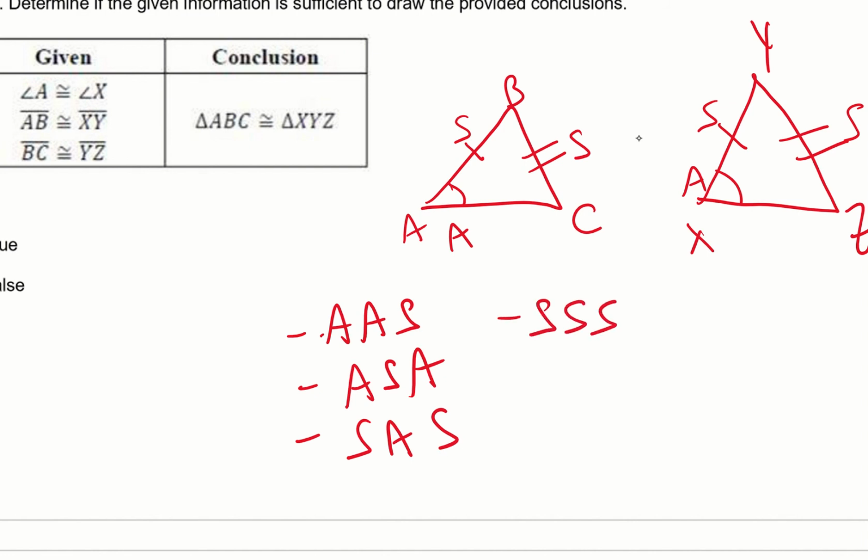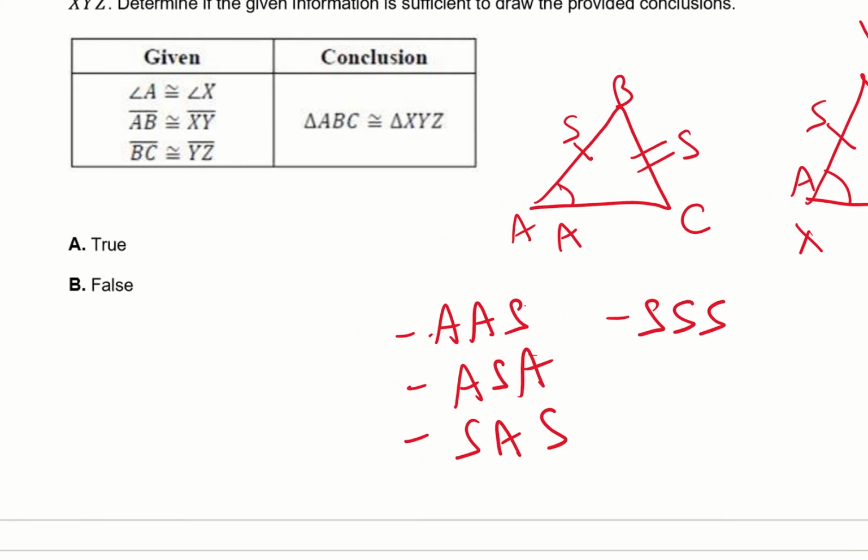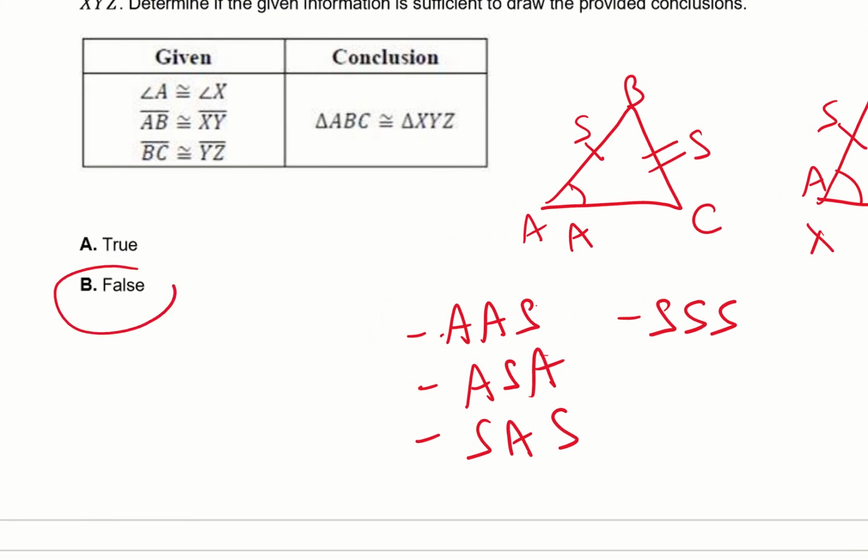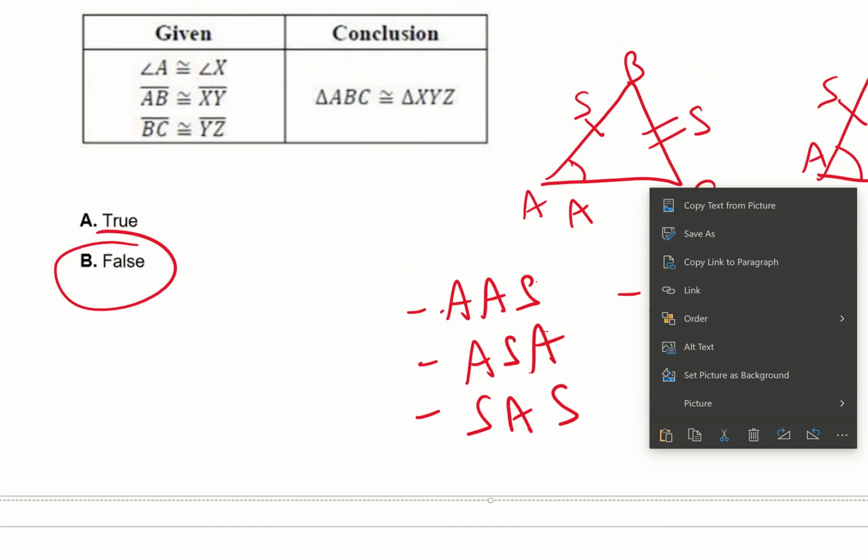So if we know two angles and the included side, or two sides and the included angle in between, or if we know three sides, then we can conclude that the two triangles are congruent. So here we do not have enough information, so we're going to say that's false.